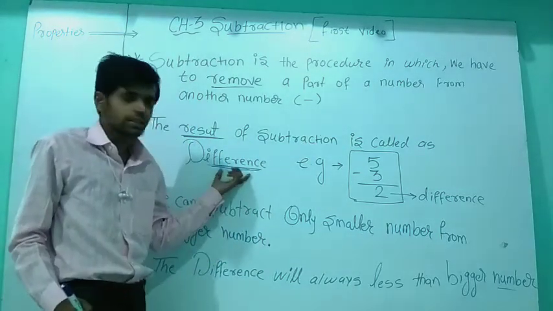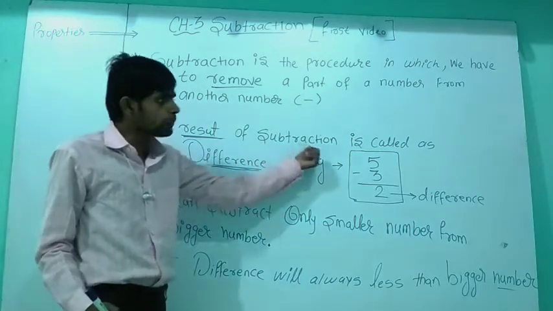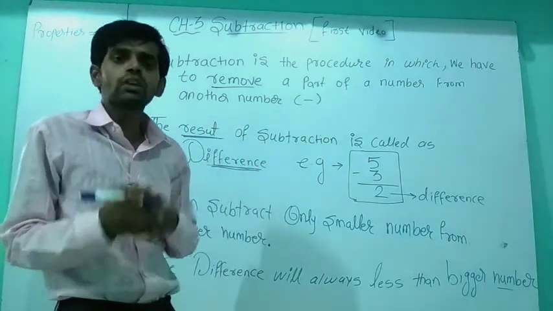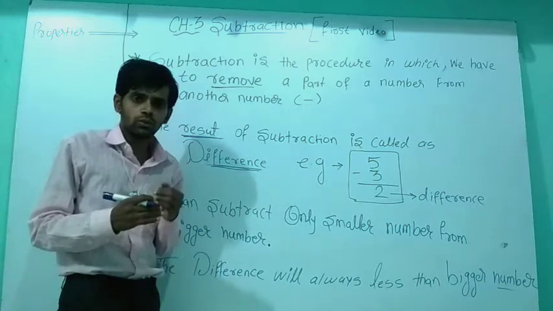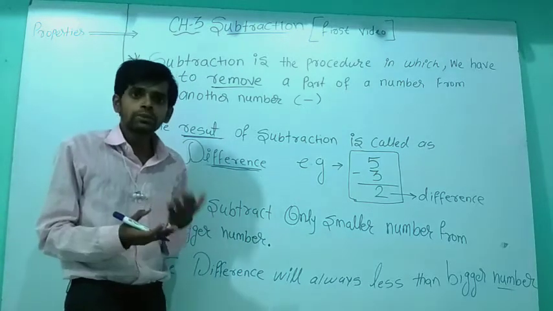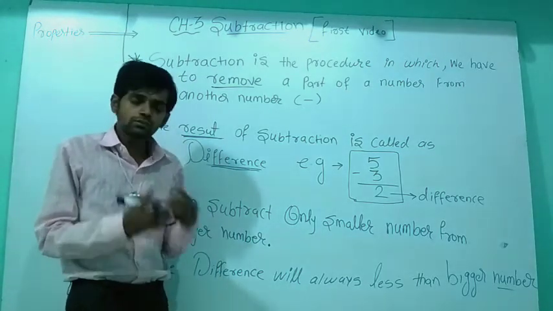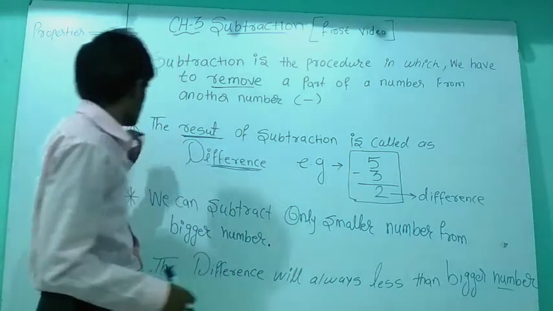So how can we define the difference? Difference is the result of subtraction. That means we get the difference after the subtraction. जब आप subtraction करोगे उसके बाद Difference मिल जाएगा. So that is the second property.